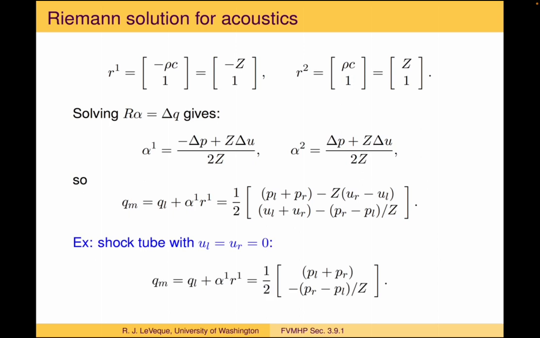So in particular, if we start with this shock tube case where the U's are both equal to 0, then a lot of terms drop out here, and we find that the middle state has a pressure that's just the average of the left and right pressure, and a velocity whose sign depends on whether PR is greater than PL or less than PL, and it's related by this impedance to the pressure.